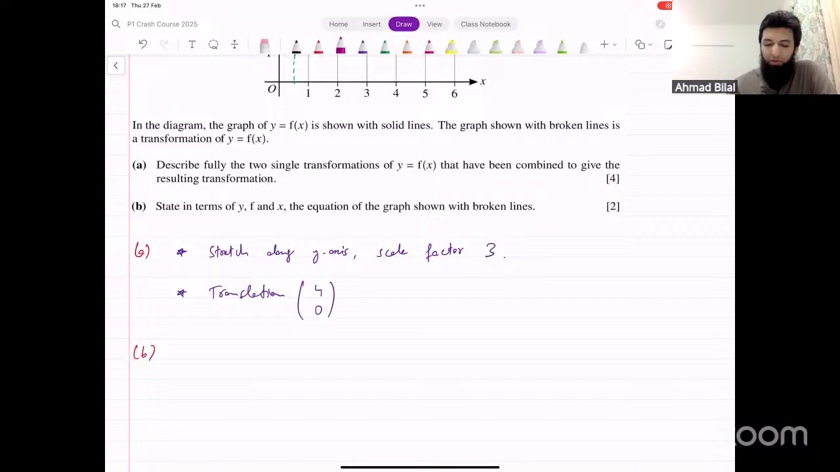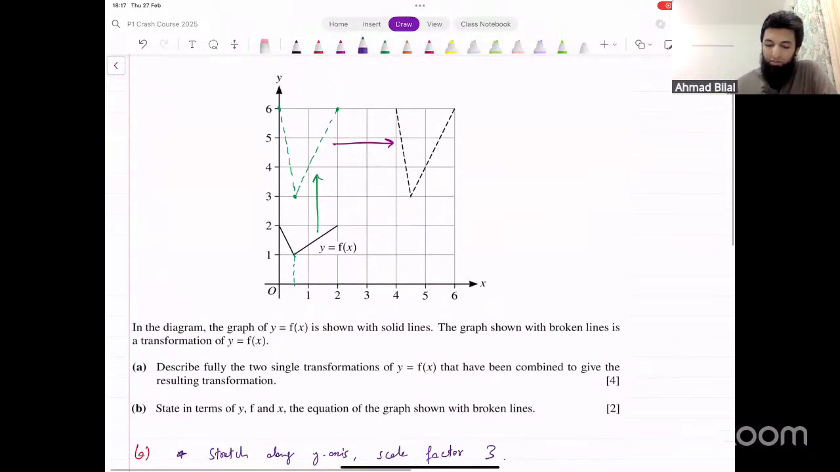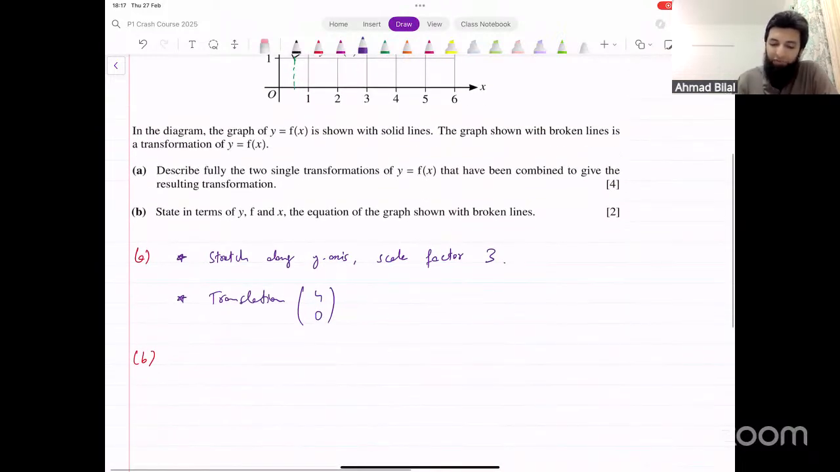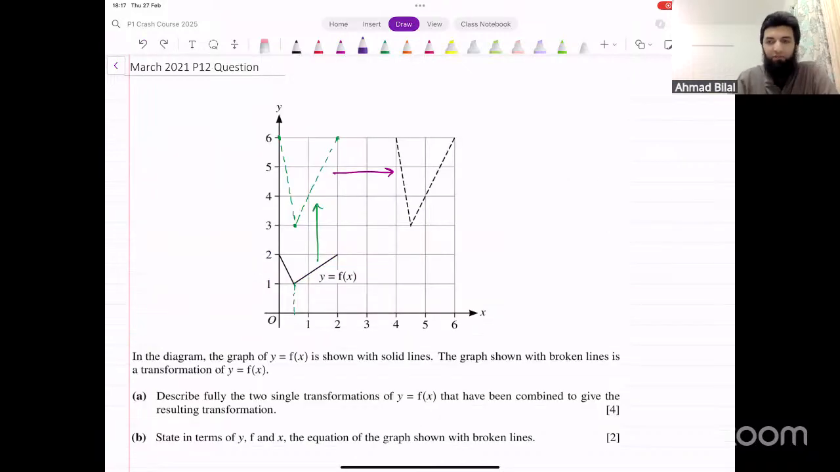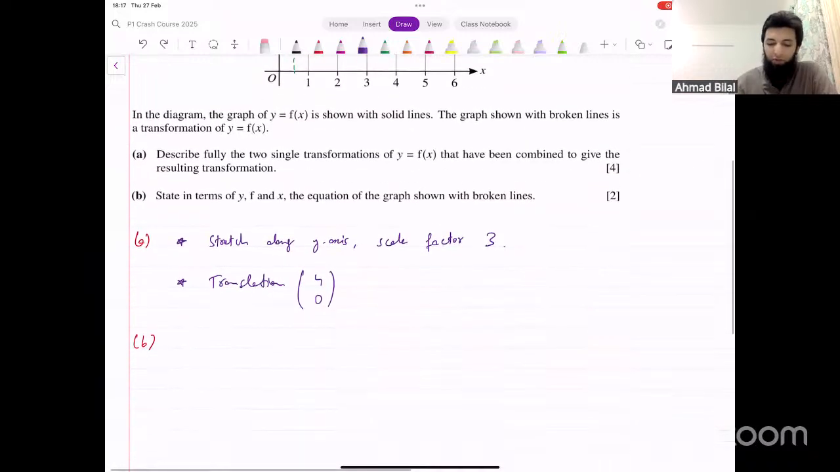Okay, how do we do this now? f of x was the original graph. On f of x, we have applied these two transformations: vertical stretch, scale factor 3, and horizontal translation 4 units to the right. What is the function going to be?